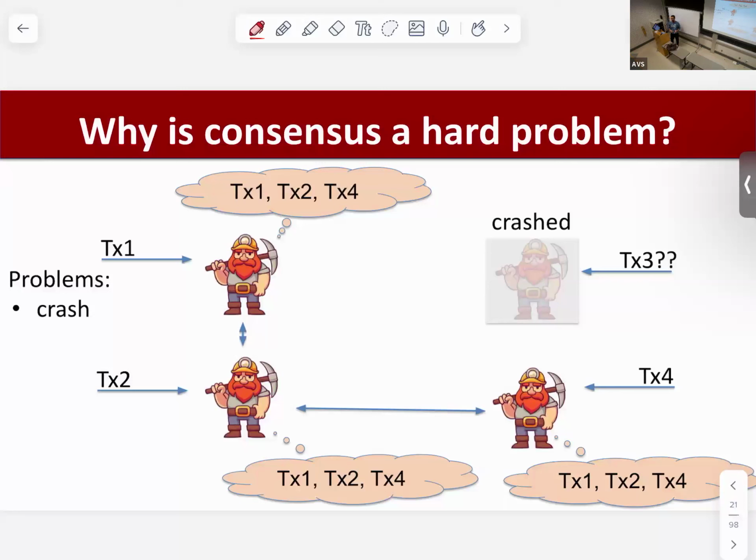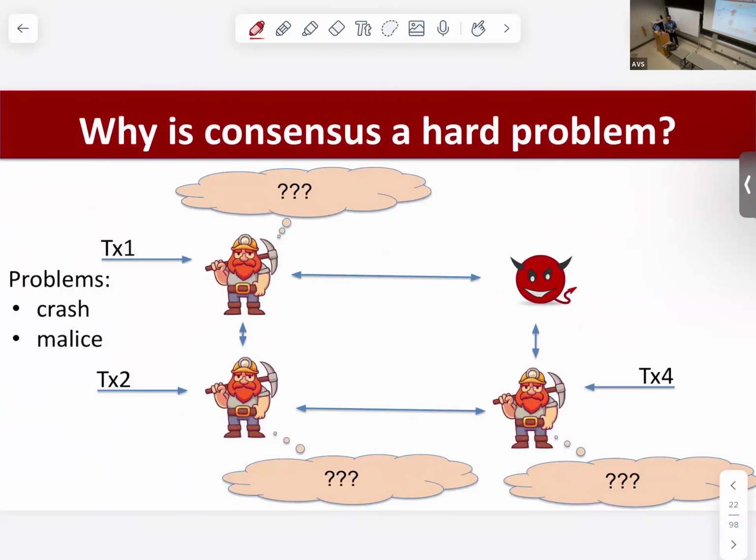Another problem that could happen is that some of these miners might crash. Like if the request goes through one of the miners, and then in the middle of verifying it crashes, we need to figure out what will happen to this request, because this request has to be serviced. And then finally, you can have a malicious actor in the system.